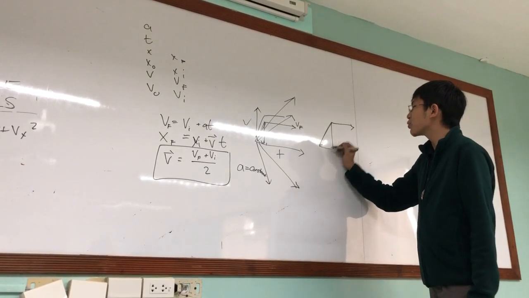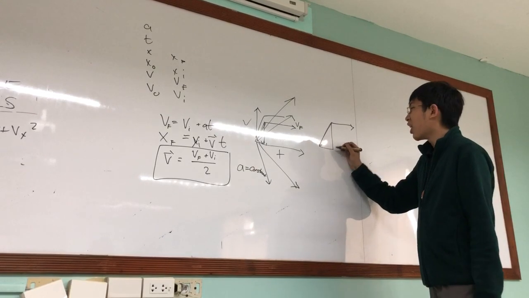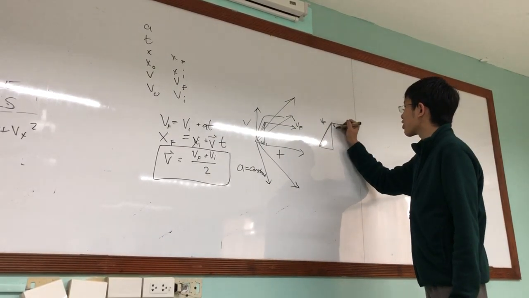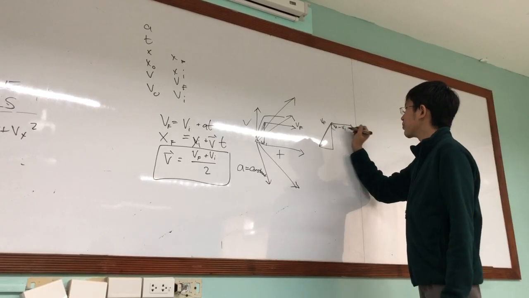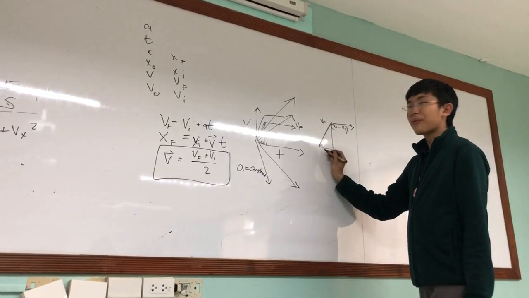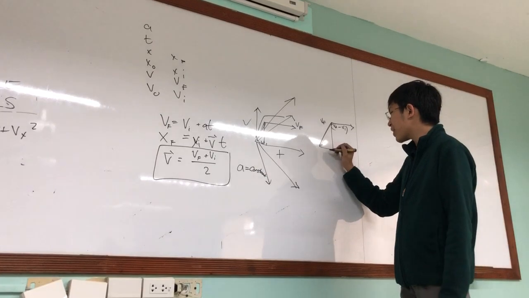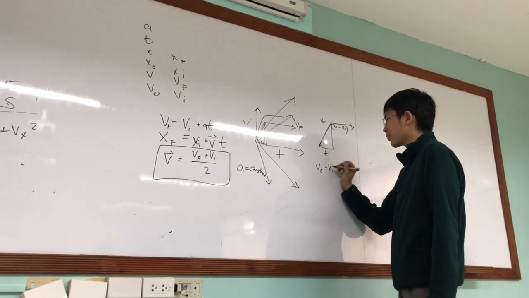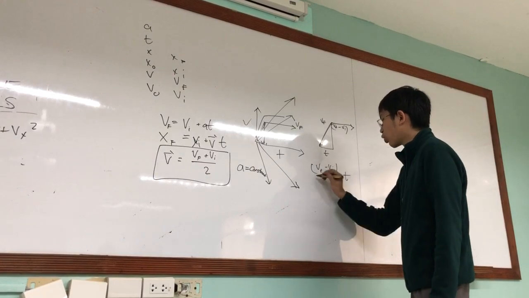Remember, diba, we do the base times height divided by 2? Our height is our velocity final. Our height is our velocity final minus our velocity initial, right? And the base is time. So it's velocity final minus velocity initial times time over 2.